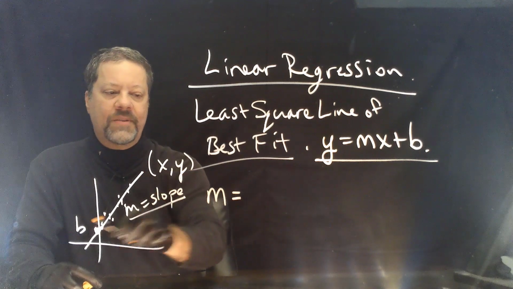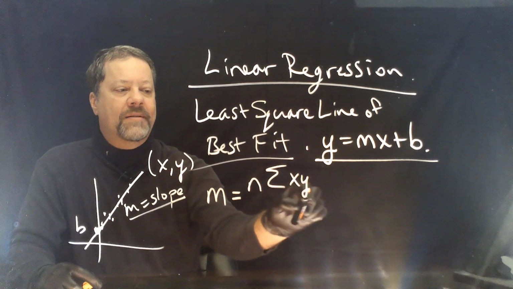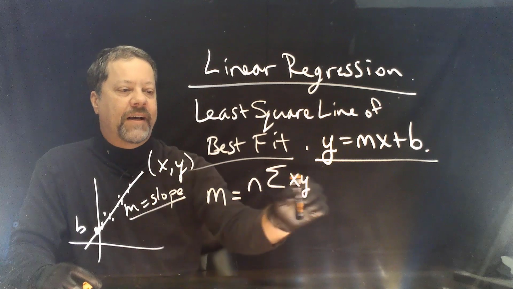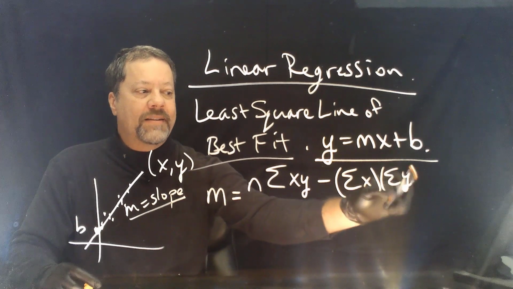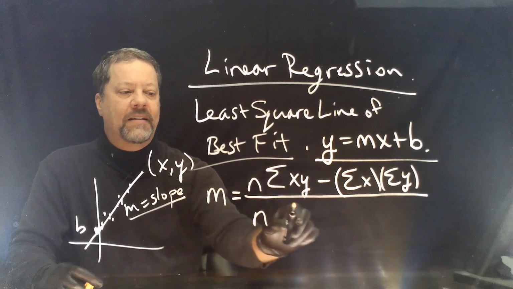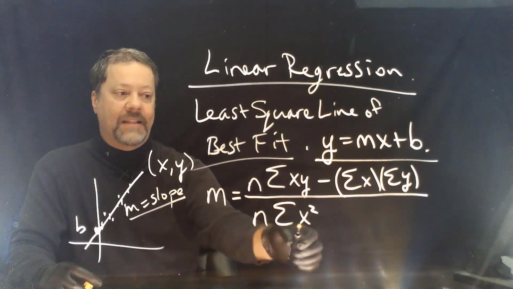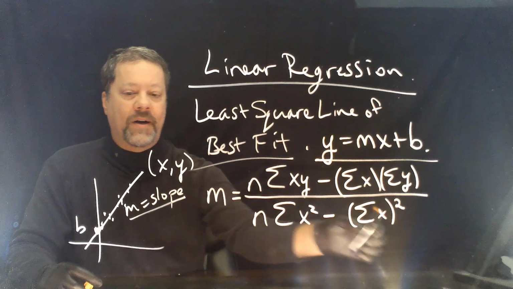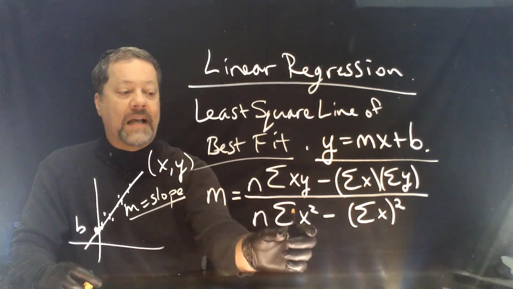The slope of the least squares line of best fit is n times the sum of x, y's. That's where you take the product of each of the coordinates x, y's in your data values, minus the sum of the x's times the sum of the y's, divided by n times the sum of the x squareds. That's where you square the x coordinates of the data values and add them all up, minus the sum of the x values squared. That's where you add up the x values and then square the result. These are not the same thing.